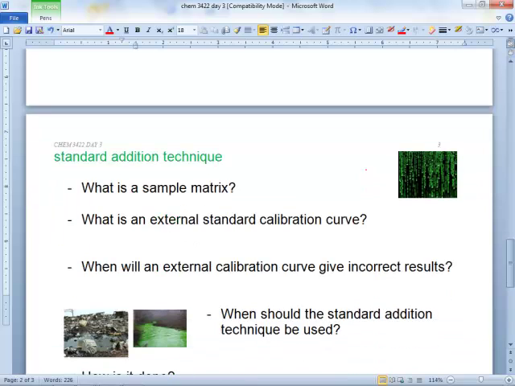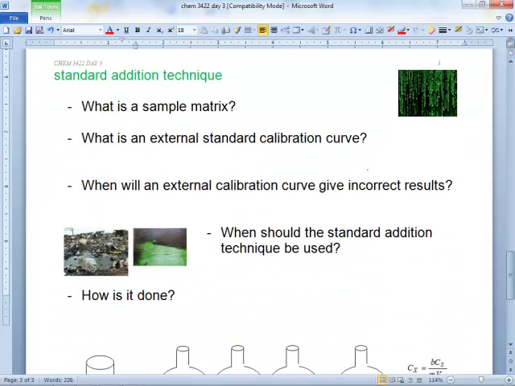Okay, we're almost done here. Okay. What is a sample matrix? Sir McGee, what is the matrix?